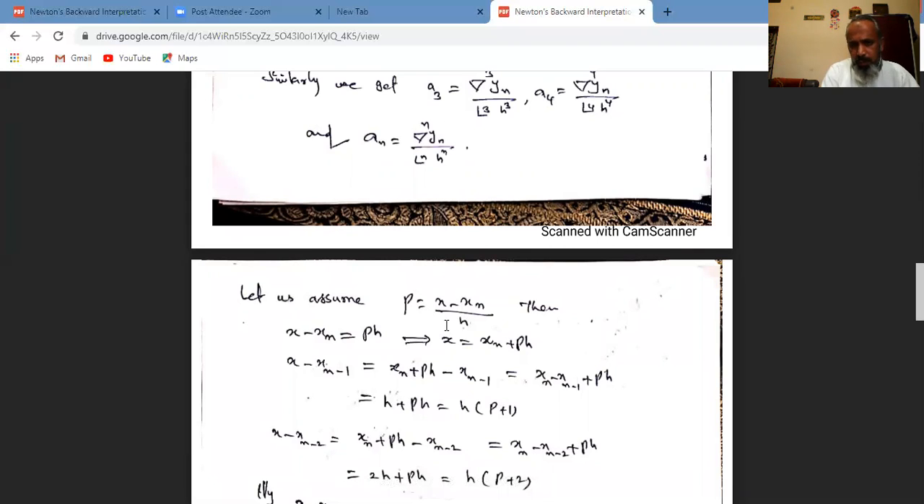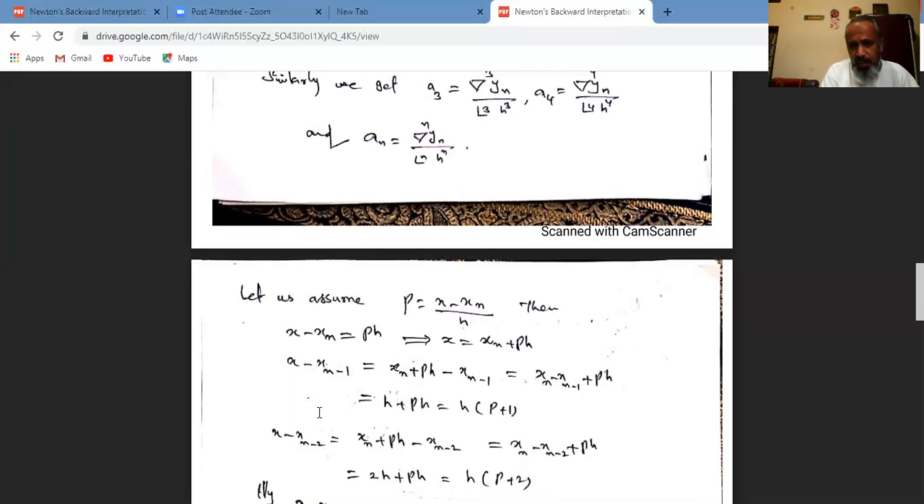In Newton's forward interpolation polynomial, we have used p as (x minus x0) by h. Since Newton's forward interpolation formula is used to determine values at the beginning of the given set of tabulated values, we use the x0 value in the forward interpolation polynomial. Now in the backward interpolation polynomial, we are using p as (x minus xn) by h, not x0. So x minus xn is ph. So what is x? x is equal to xn plus ph.